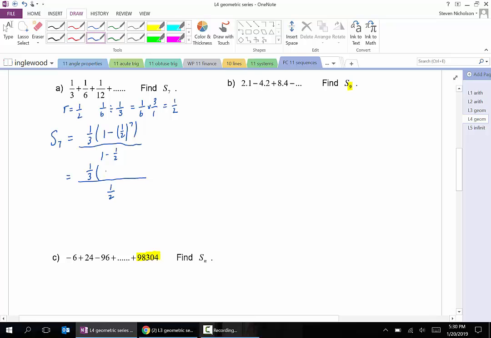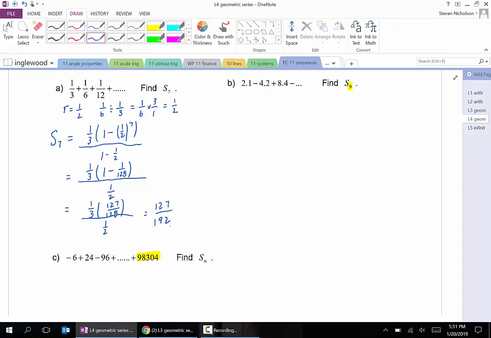And the top is going to be 1 minus 1 over 128. And that equals 1/3 times 127 over 128 divided by 1/2. And again, I'm running out of space, so I'm going to jump to the final answer, which is 127 over 192. So make sure you can go from there to there.